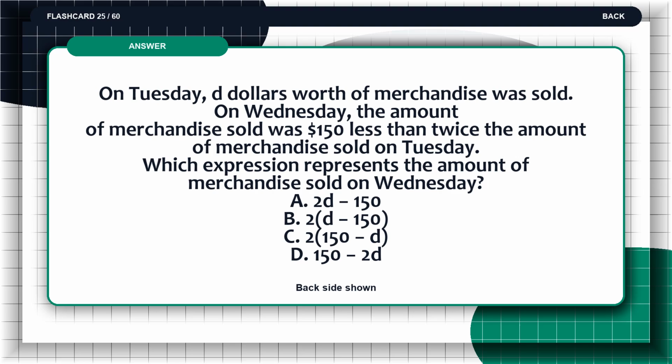The answer is, on Tuesday, $D worth of merchandise was sold. On Wednesday, the amount of merchandise sold was $150 less than twice the amount of merchandise sold on Tuesday. Which expression represents the amount of merchandise sold on Wednesday? A: 2D minus 150, B: 2D minus 150, C: 2 times 150 minus D, D: 150 minus 2D.